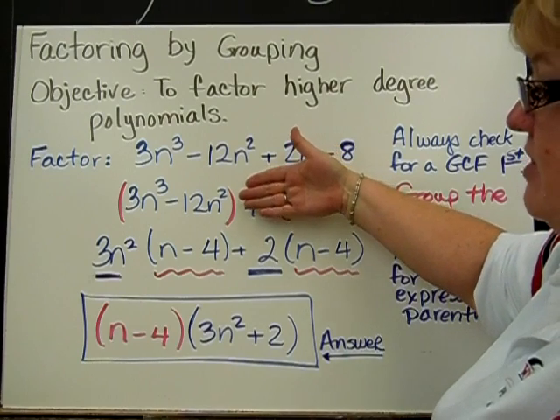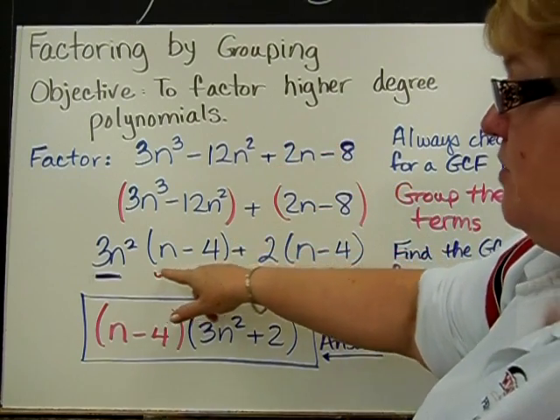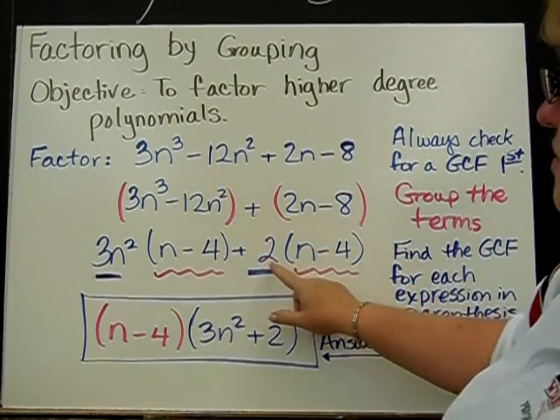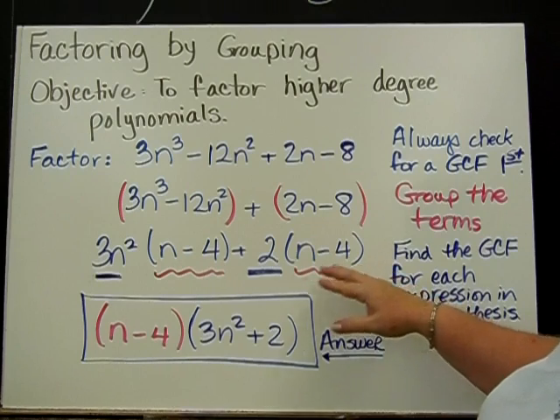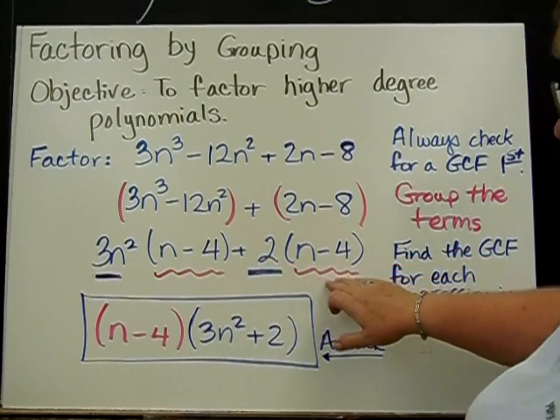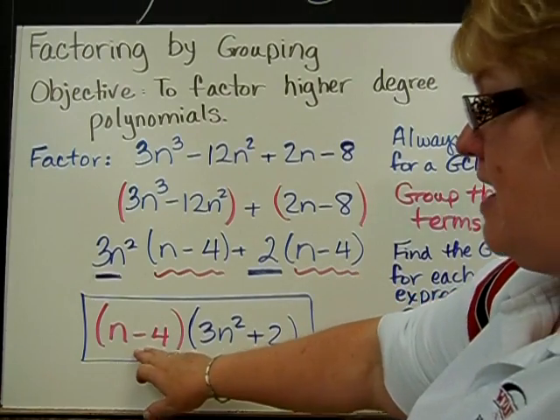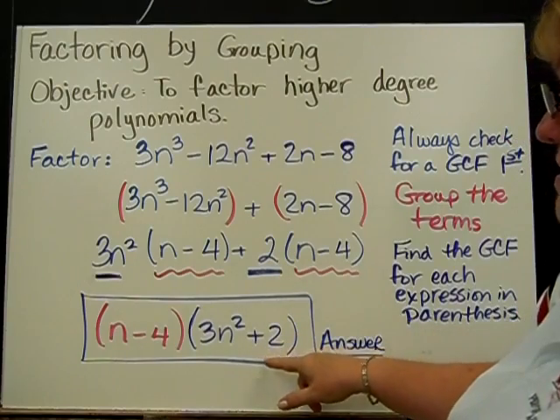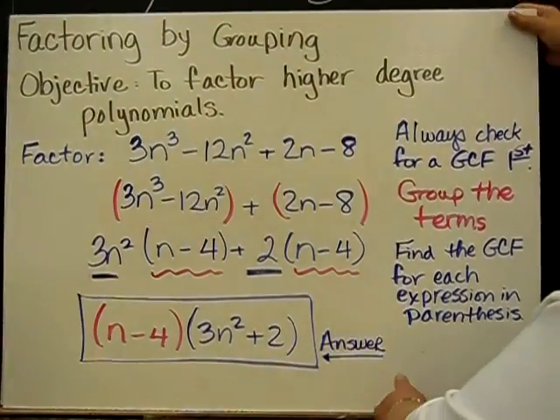So the greatest common factor for this would be 3n squared, so we factor that out. The greatest common factor for just these 2 would be 2, so we factor that out. Now we notice that the expression in the parentheses is exactly the same, so we factor that out. So we have this times 3n squared plus 2, and this would be our answer.